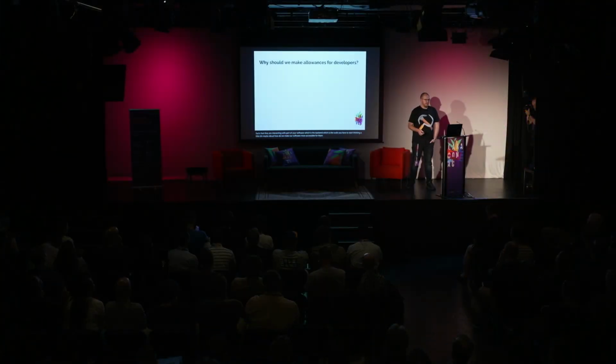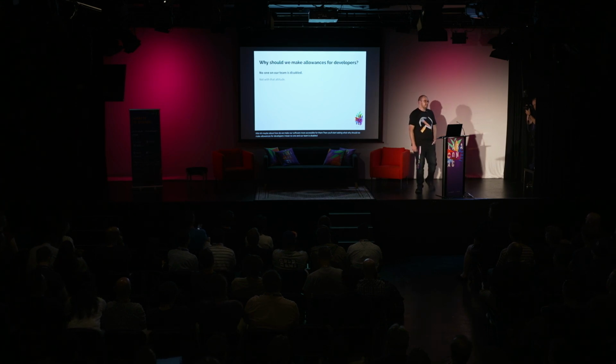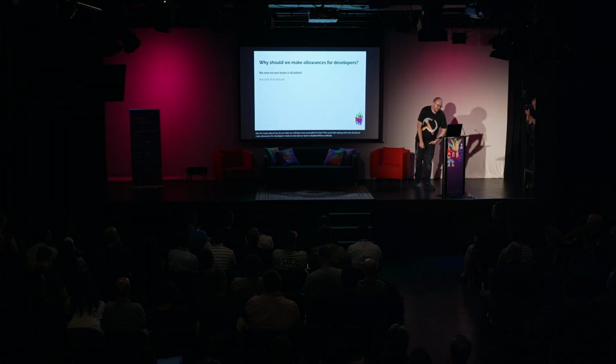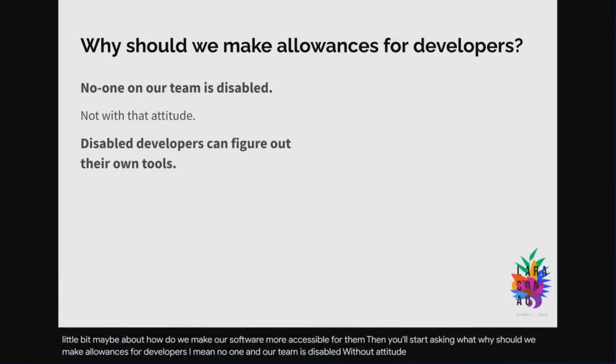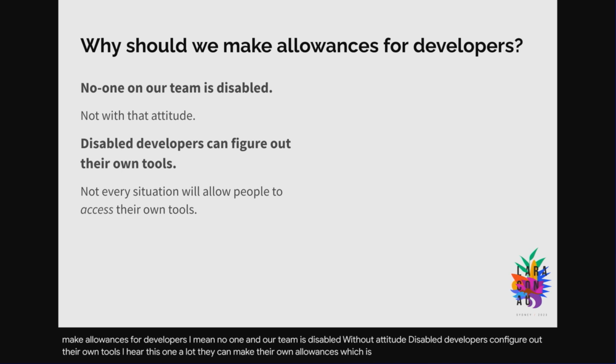Then you'll start asking, well, why should we make allowances for developers? I mean, no one on our team is disabled. Not with that attitude. Disabled developers can figure out their own tools. I hear this one a lot. They can make their own allowances, which is not a very good argument.